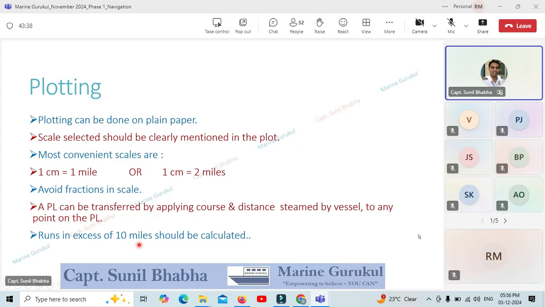That means 1 millimeter on your plot is representing 1 nautical mile. Now 1 millimeter error on the plot is very much possible. The thickness of the pencil or the accuracy of your compass or divider can easily take you 1 or 2 millimeters up and down, and in that case it will give you excessive error in your answers. So in case you have a distance more than 10 nautical miles, the PL should be transferred by calculation and you should avoid doing it by plotting. We will see that in the examples going ahead.